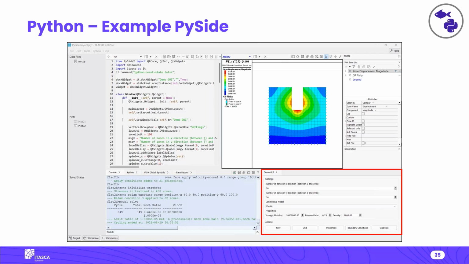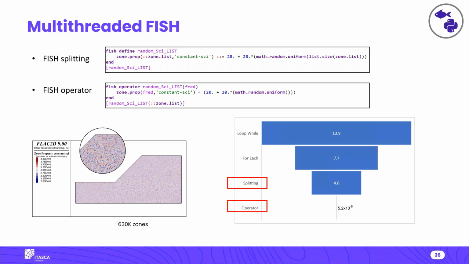However, what you can see, what you can do with Python, is in this top pane here, there's a bunch of Python code. Basically, what that did for me was it created my own dialog, this demo GUI, where I can specify the number of zones, the constitutive models, and assign properties. And with each of these actions, I can create my grid, click properties, boundary conditions, and excavate, and I would do something like this. This is a very sophisticated thing you can do with Python. You have to know quite a bit about how to run Python, but it gives the user the ability to make their own customized UI. Okay, that's it for Python.